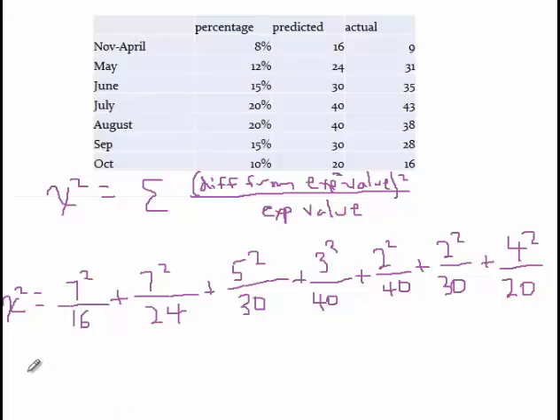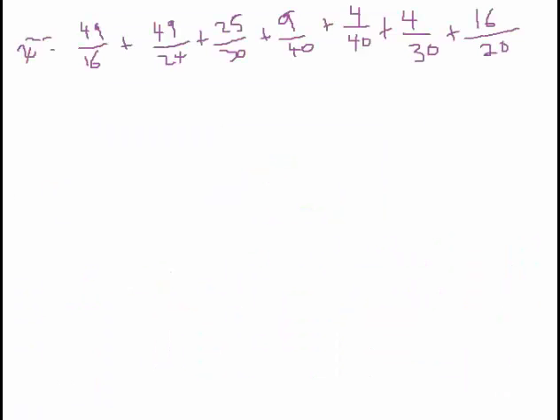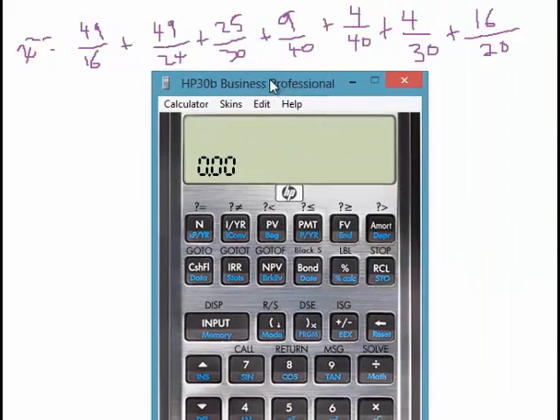Okay, let's multiply this out. We'll say chi square again equals 7 squared is 49 divided by 16 plus 49 divided by 24 plus 25 divided by 30 plus 9 divided by 40 plus 4 divided by 40 plus 4 divided by 30 plus 16 divided by 20. Okay, and for this we could do it by hand, but we'll do it on a calculator. I mean, there's really no reason to do something like this by hand.